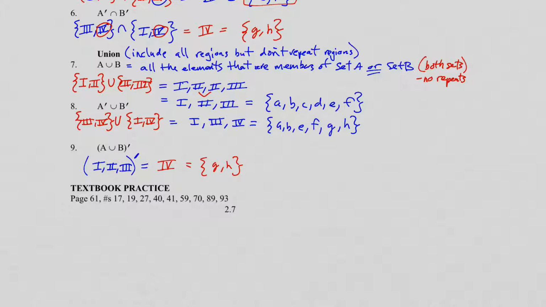Alright, now we're gonna take a look at some questions from the textbook. So let's dig into page 62, number 18. Number 18 says, for the sets U, A, and B, construct a Venn diagram and place the elements in the proper regions.